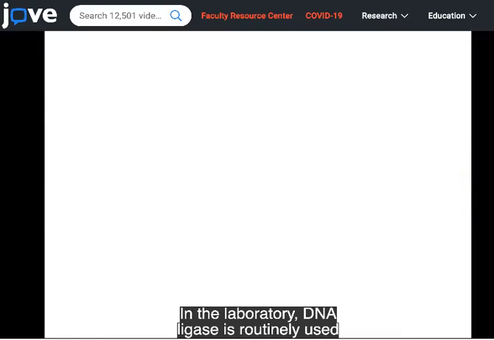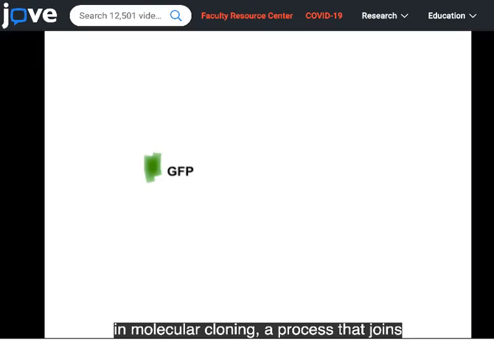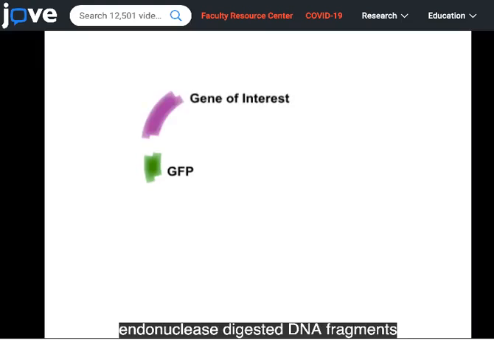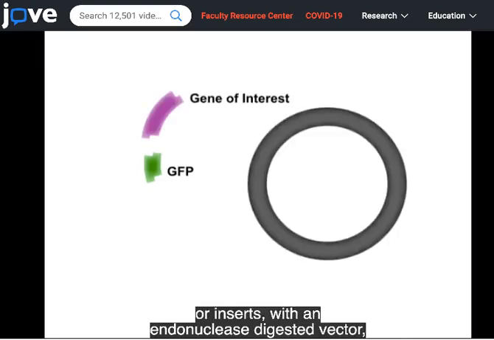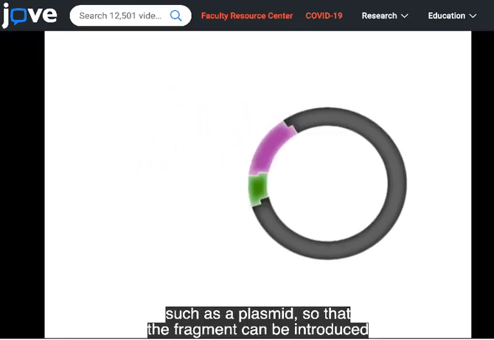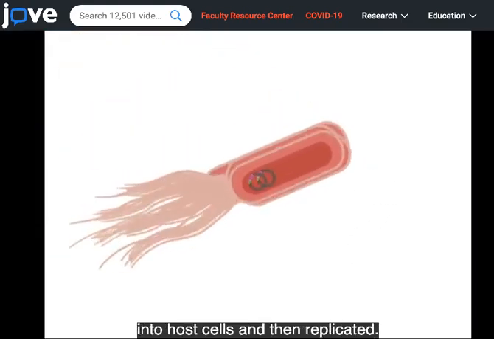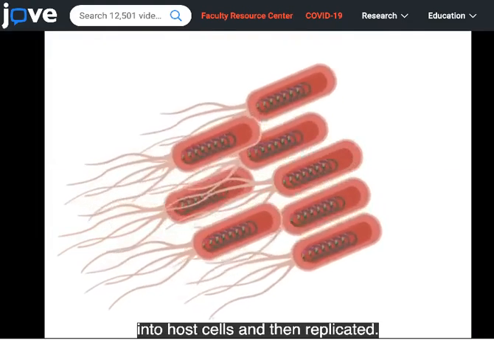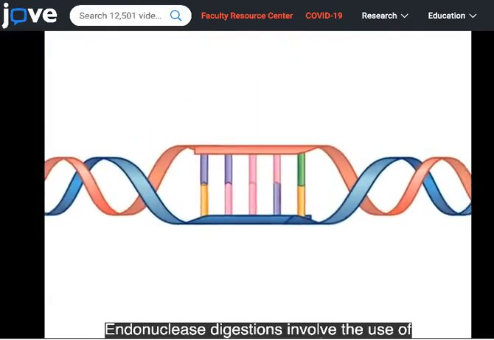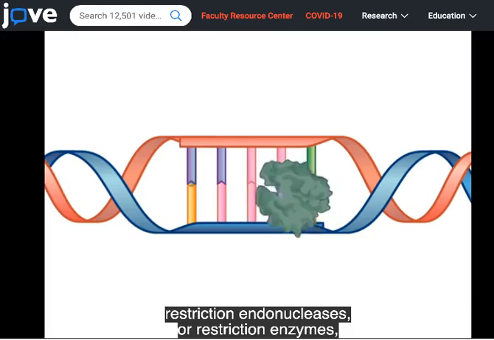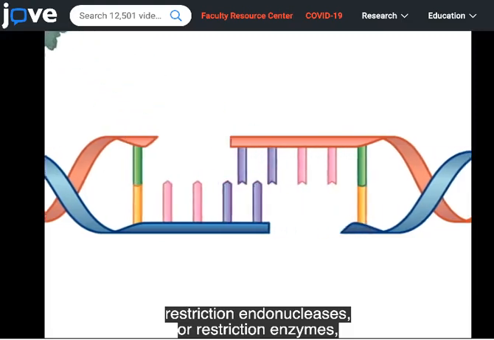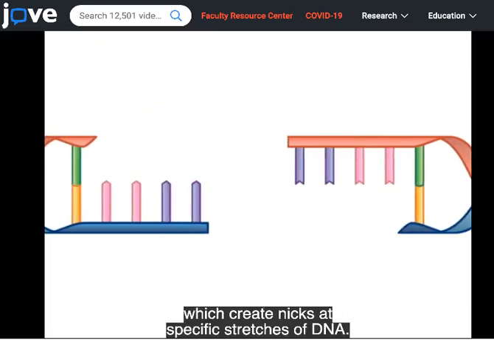In the laboratory, DNA ligase is routinely used in molecular cloning, a process that joins endonuclease-digested DNA fragments, or inserts, with an endonuclease-digested vector, such as a plasmid, so that the fragment can be introduced into host cells and then replicated. Endonuclease digestions involve the use of restriction endonucleases, or restriction enzymes, which create nicks at specific stretches of DNA.